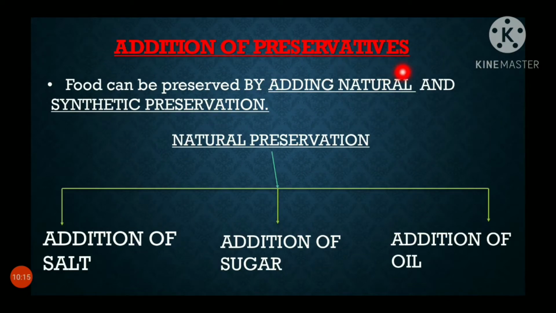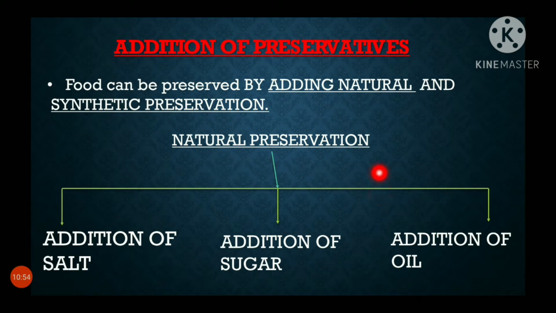Addition of preservatives. Food can be preserved by adding natural and synthetic preservatives. We have studied previously the methods to preserve food. But now we are adding a few materials to avoid the spoilage and keep the food fresh. So for the addition of preservatives, there are two types, natural preservative and synthetic preservative. By the word only you can understand, natural means we are doing it naturally or by using natural substances. Synthetic is nothing but the chemicals.